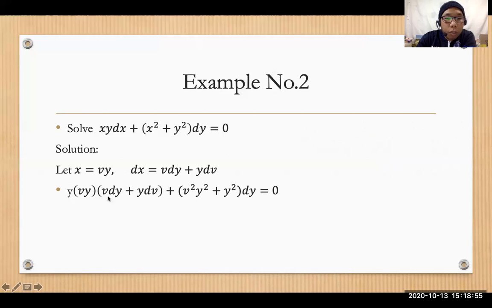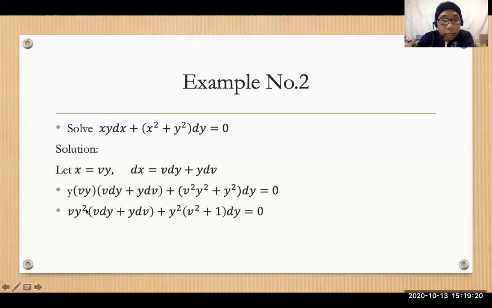Na pagdating dito, we'll simplify. So just copy here y is equal to y times v times, yung x papalitan ng vy eh. And your dx will be replaced by v dy plus y dv. Ganun din dito, x squared will become v squared y squared, and you just copy y squared, copy dy. We arrange our equation, or we multiply this one, we have vy squared.